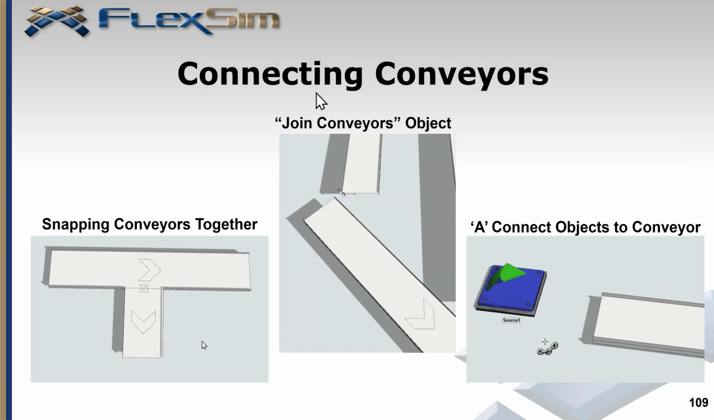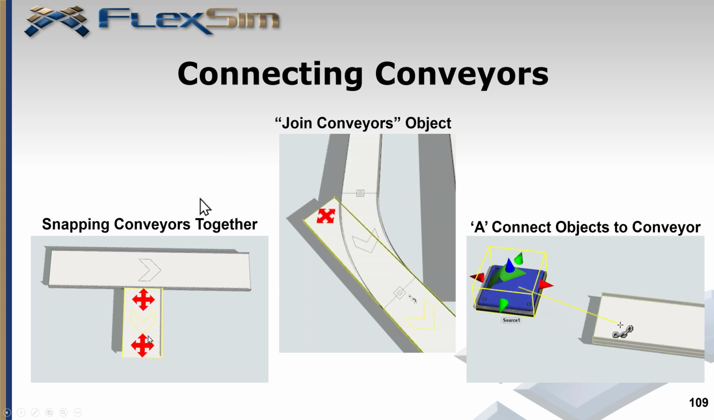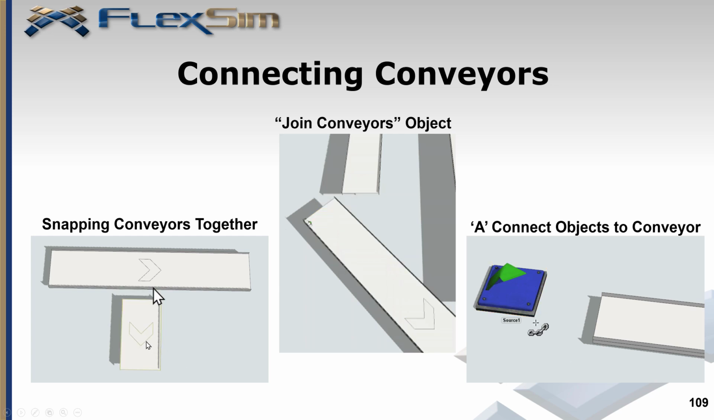There are a couple different ways to connect two conveyors together. One way, as depicted in this animation to the left, is to click on a conveyor and drag it close to the edge of another conveyor. When the edges of the two conveyors get close enough, they will snap together. After releasing the mouse button, a transfer object will appear that connects the two conveyors together. This transfer will look like a small square box that overlaps the edges of the two conveyors.